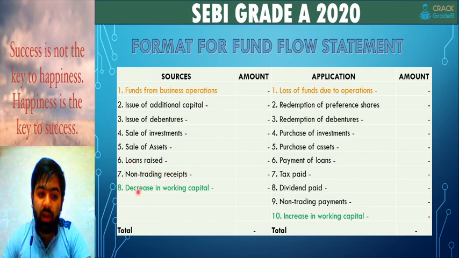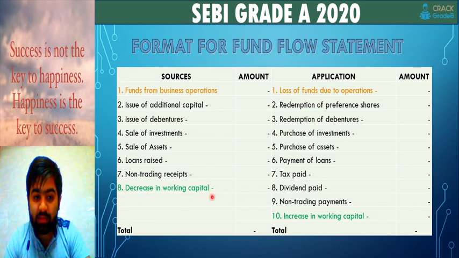Okay, and at last there is decrease in working capital. If the current liabilities are more than current assets, there will be a decrease in working capital. Means assets are less, so we will apply fixed capital to compensate that. So decrease in working capital is a source of fund, and it is a balancing figure in this format to analyze the working capital.